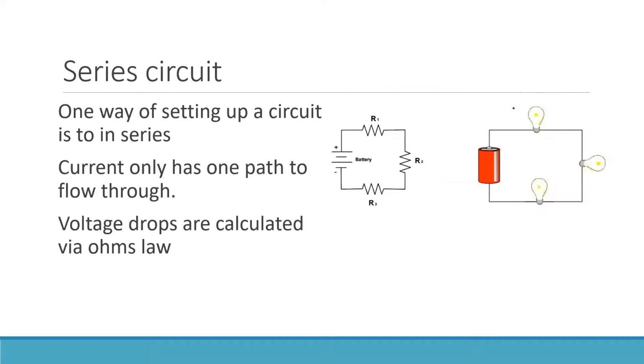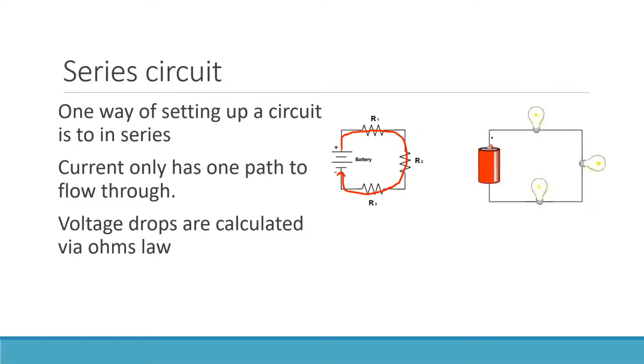One way of setting up a circuit is in series. What is a series? Current only has one path to flow through, and voltage drops are calculated by Ohm's law, like I just said before. If we look at this battery, the voltage only has one path that it can travel through. One loop, as we would say in Kirchhoff's rule.